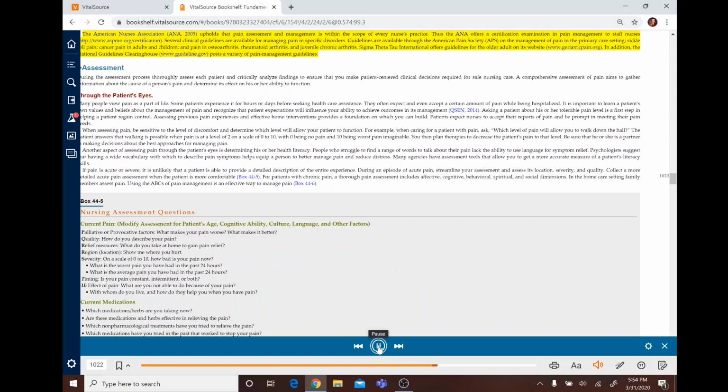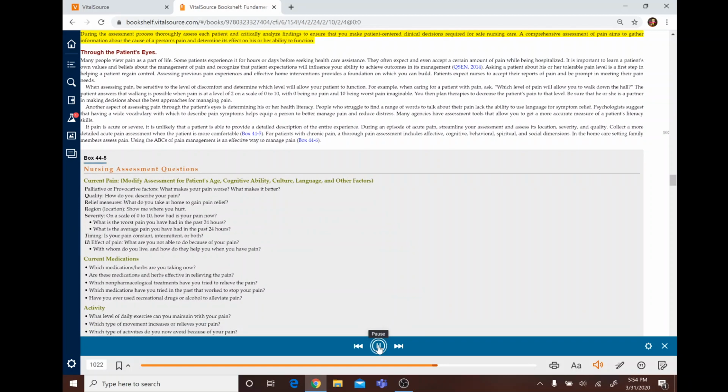The American Nurses Association, ANA, 2005, upholds that pain assessment and management is within the scope of every nurse's practice. Thus the ANA offers a certification examination in pain management to staff nurses, http://www.asbmn.org/certification. Several clinical guidelines are available for managing pain in specific disorders. Guidelines are available through the American Pain Society, APS, on the management of pain in the primary care setting, sickle cell pain, cancer pain in adults and children, and pain in osteoarthritis, rheumatoid arthritis, and juvenile chronic arthritis. Sigma Theta Tau International offers guidelines for the older adult on its website, www.geriatricpain.org. In addition, the National Guidelines Clearinghouse, www.guideline.gov, posts a variety of pain management guidelines.